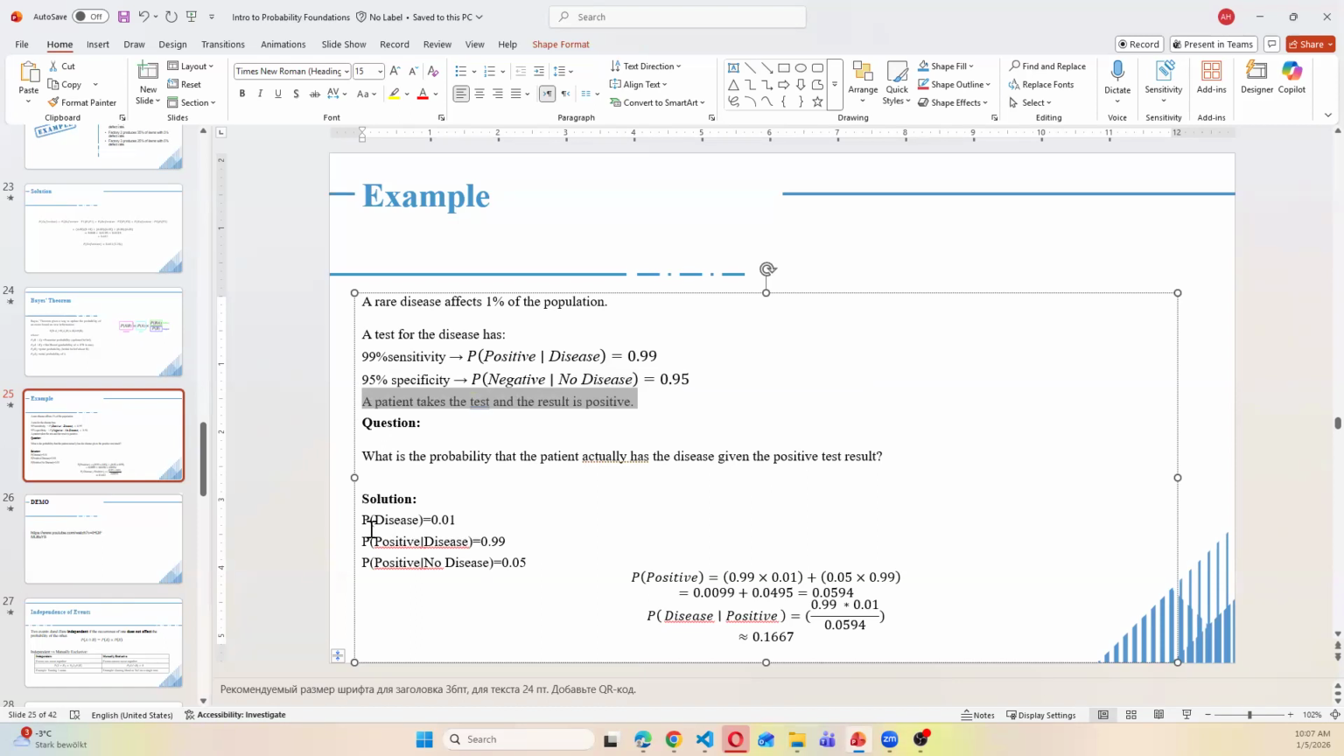So I have the disease probability as 0.01, positive given disease is 0.99, and also positive given no disease is 0. Oh, it's a typo here. It should be this one. Yeah. Oh, it's fine.